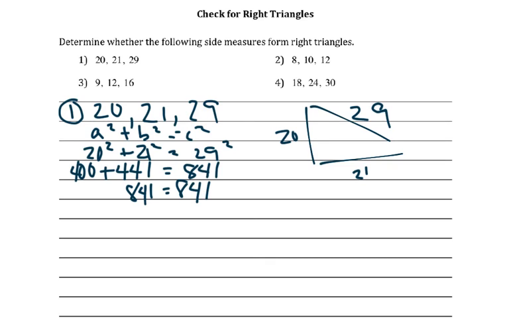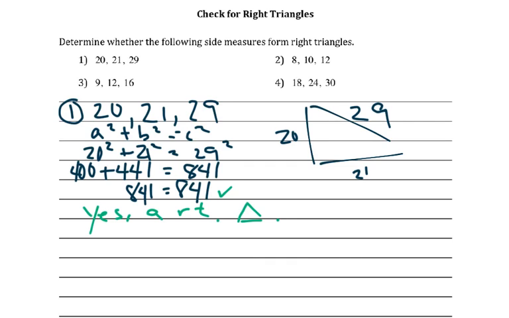And as far as our organization of this problem goes, it's kind of nice to put a check, because we ended up getting a true statement. And so to summarize this, I say yes, it's a right triangle. And the way we can abbreviate that is yes, comma, RT for right triangle.